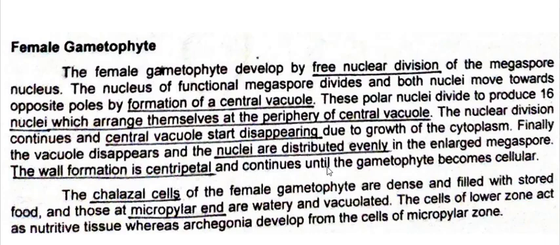And then in these nuclei, wall formation is started, which is centripetal. Wall formation starts from the outer nuclei and then continues towards the center of the gametophyte, and in this way the whole gametophyte becomes cellular.